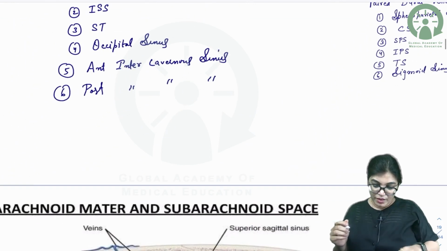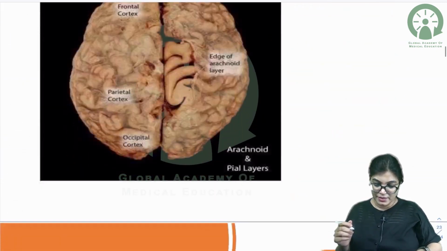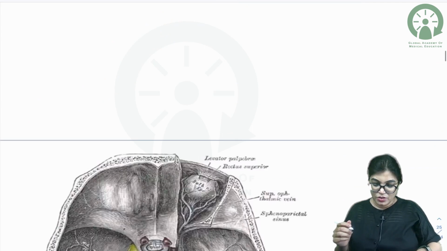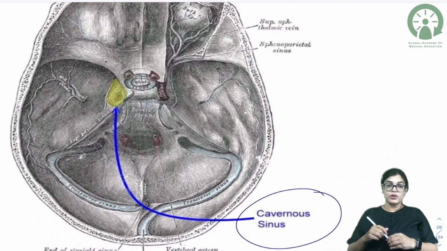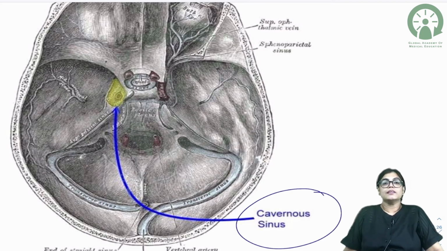Now, let's talk about the cavernous sinus. The next important thing is the cavernous sinus. It is a very important topic for your FMG exam, and what you can see here in the image is the location of the cavernous sinus.